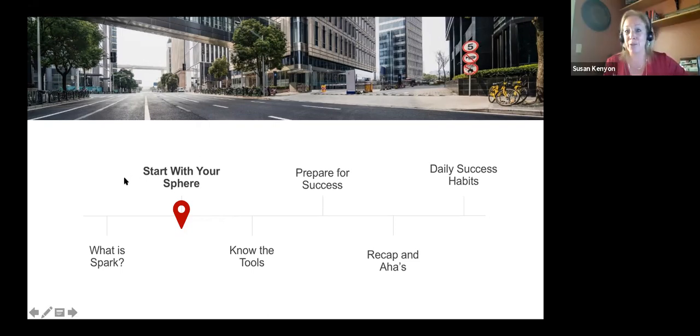So we are going to start with your sphere. I definitely feel your pain in that you're building your sphere, but depending on how you look at it, it could be a great opportunity. I think that community involvement, when you don't have a big sphere, might be the biggest bang for your buck. Do what is close to your heart, because the more authentic you are, the more authentic people are going to receive you. Be transparent.